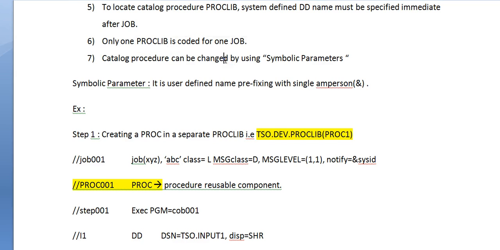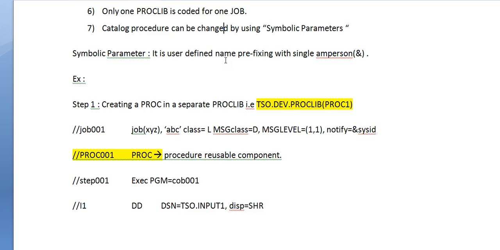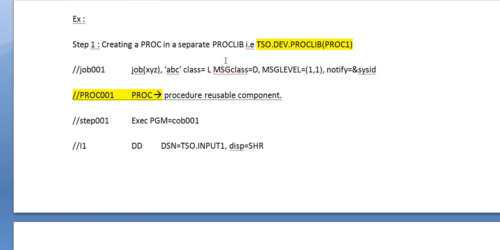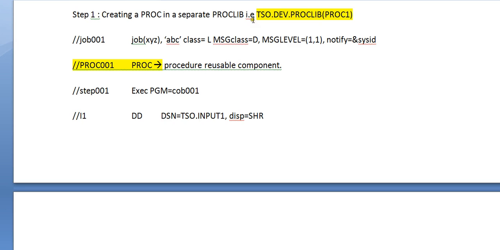A catalog procedure can be changed by using symbolic parameters. A symbolic parameter is a user-defined name prefixed with a single ampersand. So here is an example of creating a proc. I have a PDS, tso.develop.dev.proclib, and my proc name is proc1. This is my job card and this is my proc.